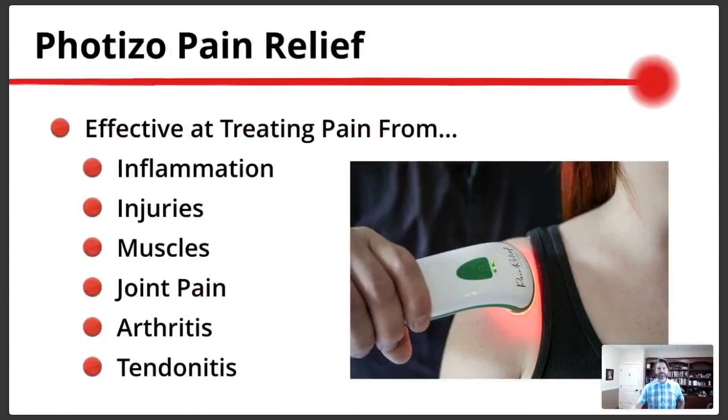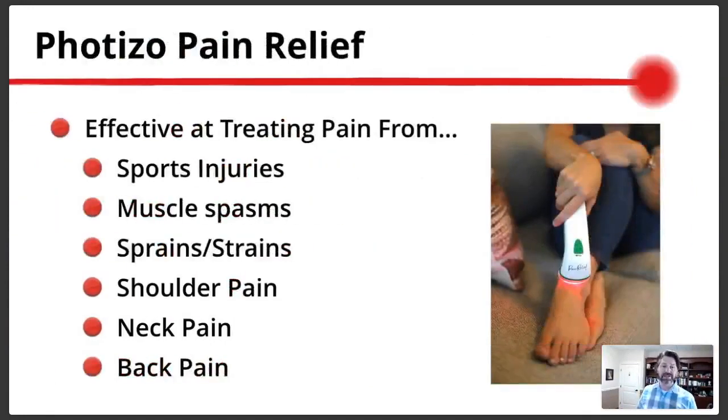Excellent for treating pain from inflammation, injuries, muscle pain, joint pain, arthritis, tendonitis, all the itises. So wonderful for sports injuries, helps relax muscle spasms, sprains, strains, shoulder, neck, back, all of the typical pain areas. And it's really kind of focused on musculoskeletal type pain.